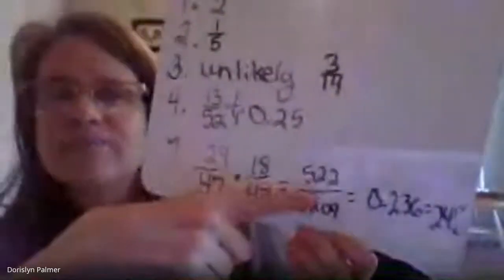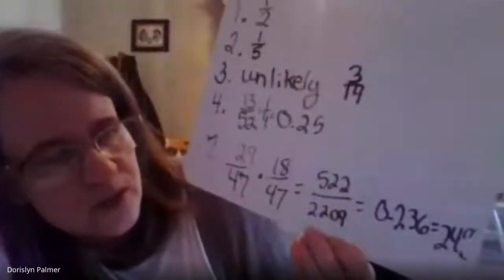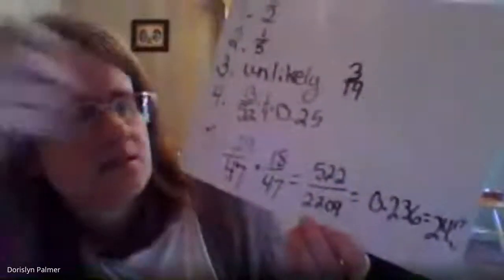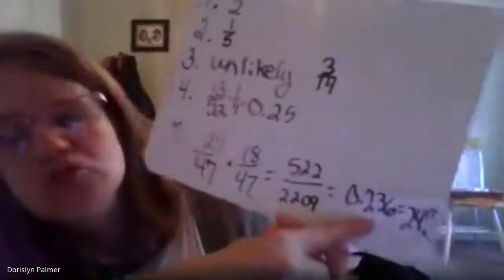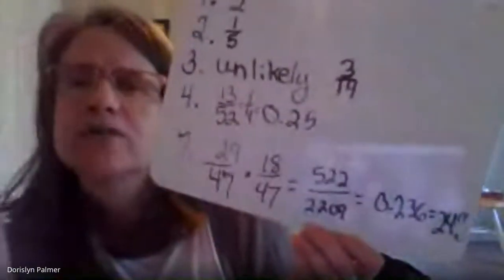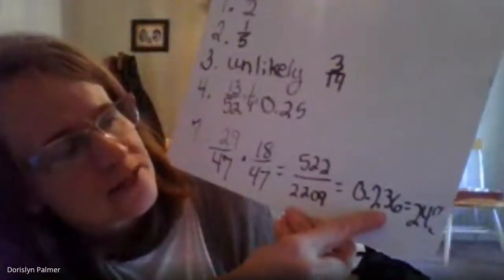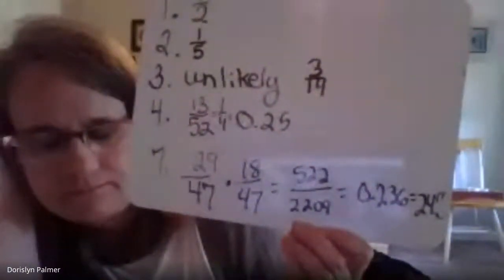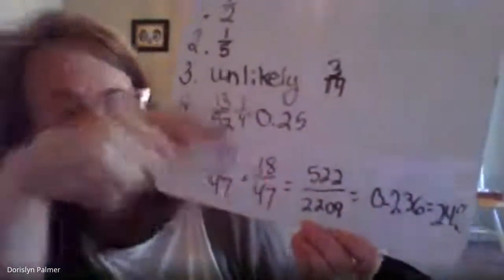So you're going to type in your calculator 522 divided by 2,209. And you'll get like 0.236 something. And when you're rounding it to a percent, that's about 24%. Percents go to the hundredth, right? Percent means of 100. So to the nearest hundredth is 24%. So that's how you do one like that. Multiple probabilities: just multiply your probabilities together.